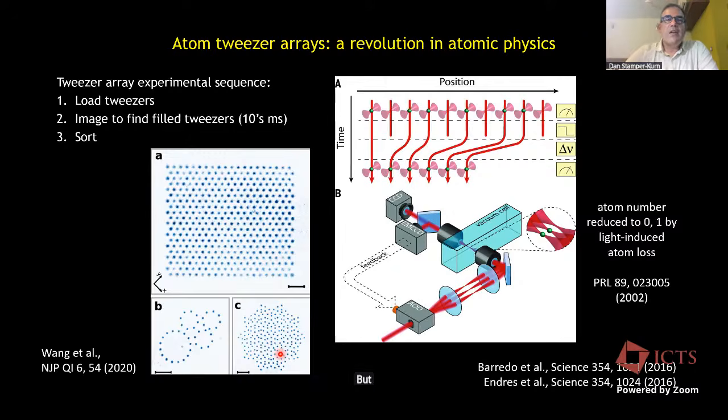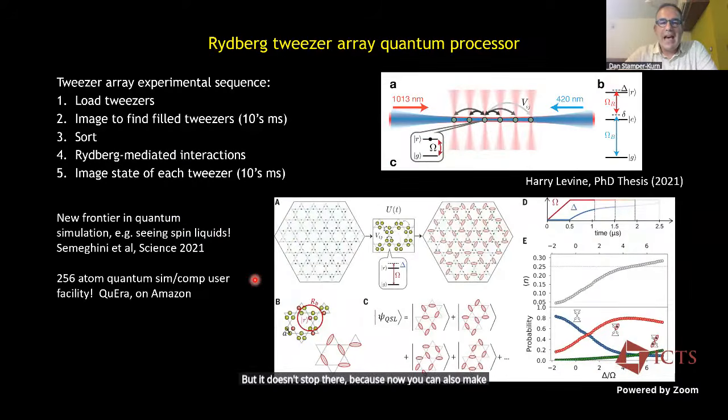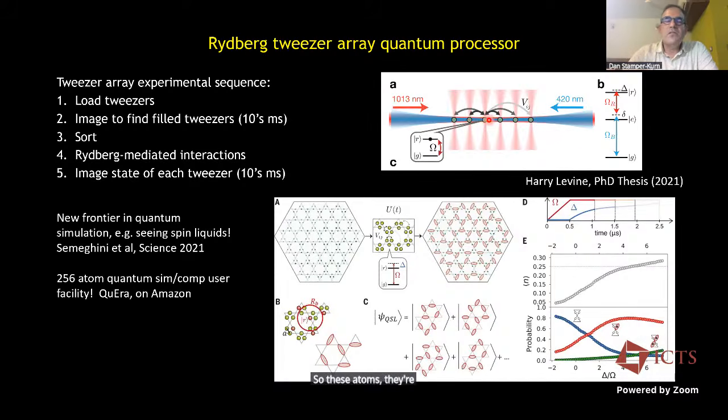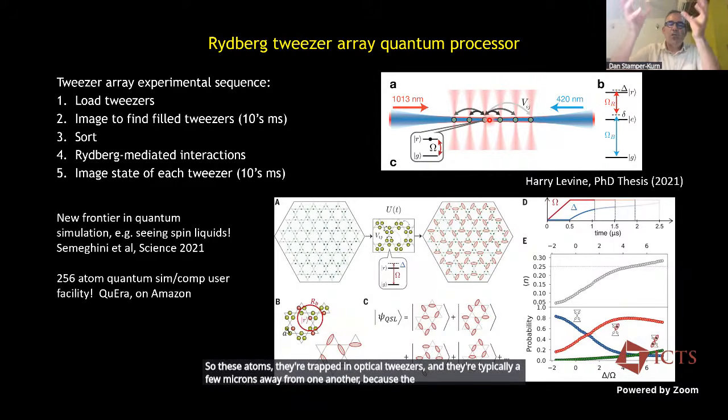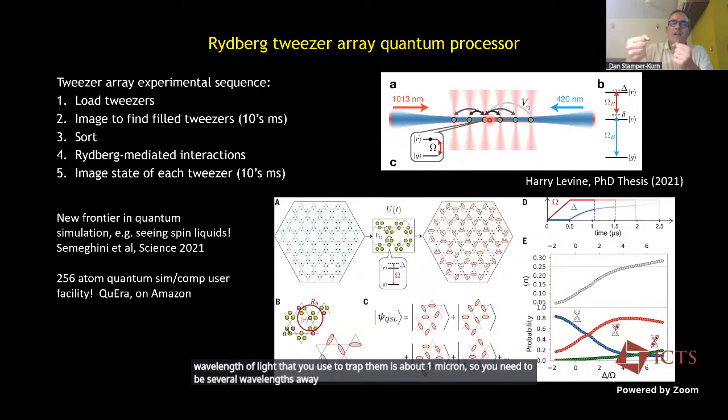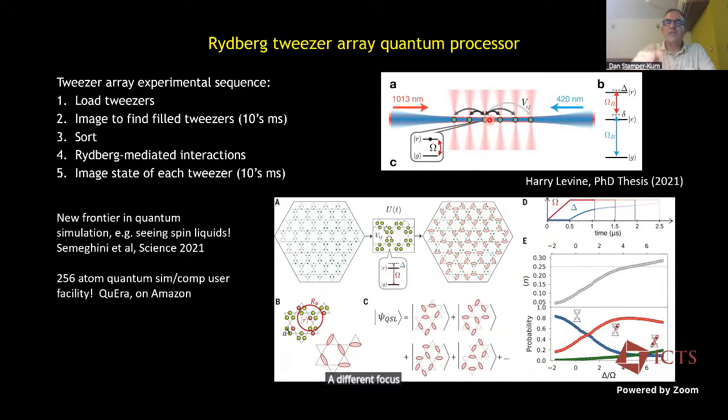But it doesn't stop there, because now you can also make these atoms interact with one another. These atoms are trapped in optical tweezers, and they're typically a few microns away from one another, because the wavelength of light that you use to trap them is about 1 micron. So you need to be several wavelengths away to have different focused beams at different locations. So the atoms are a few microns away from one another, and at that distance, two neutral atoms don't really interact. They're neutral, they don't really have much interaction.